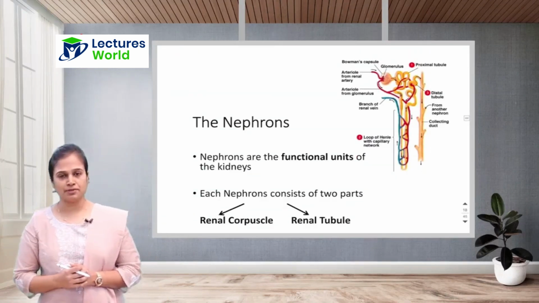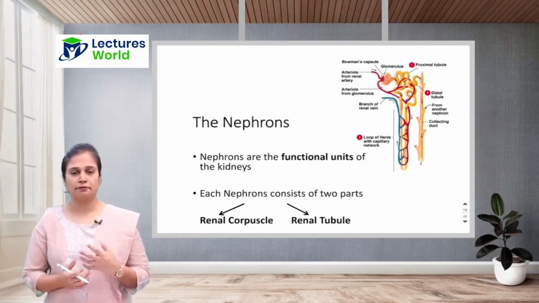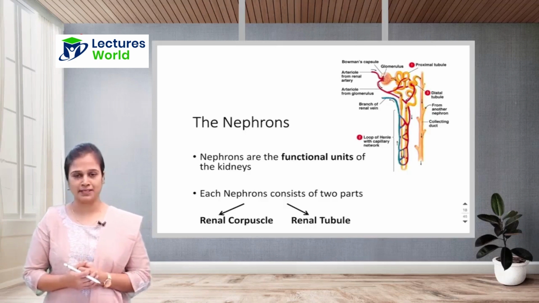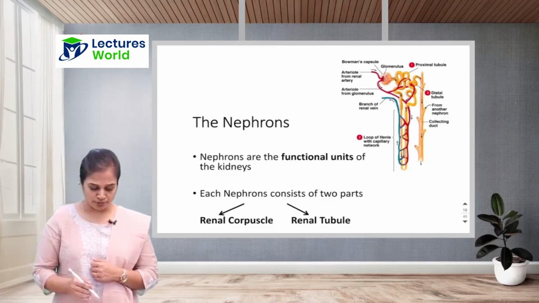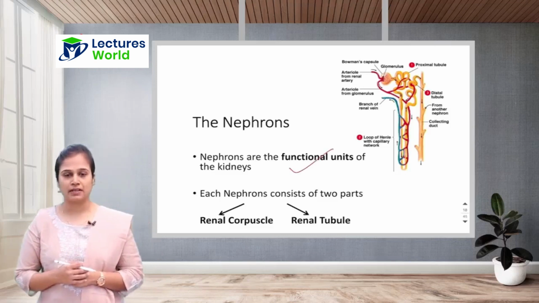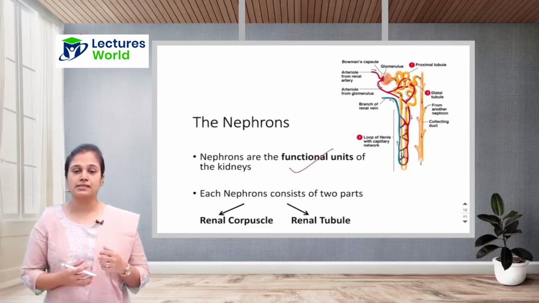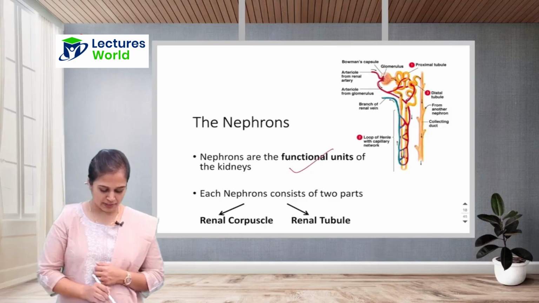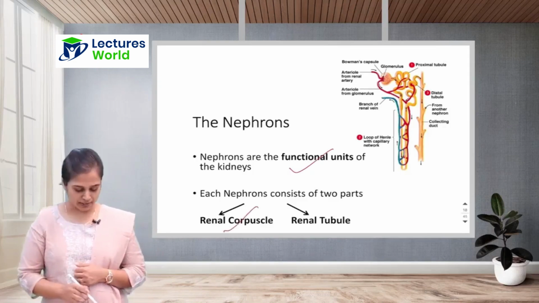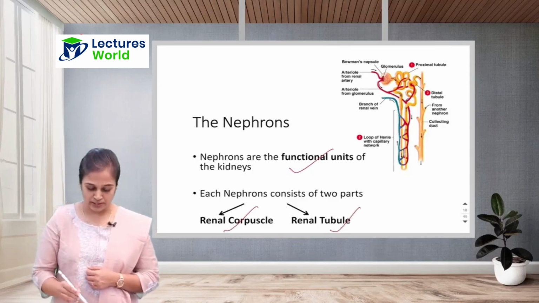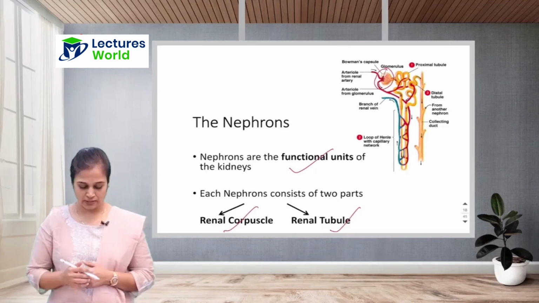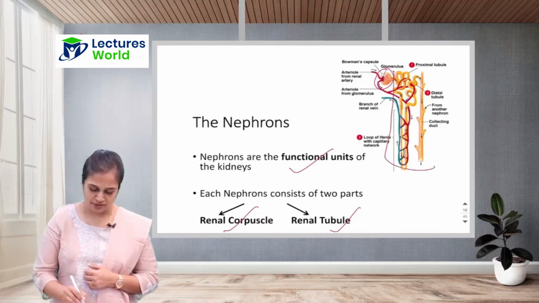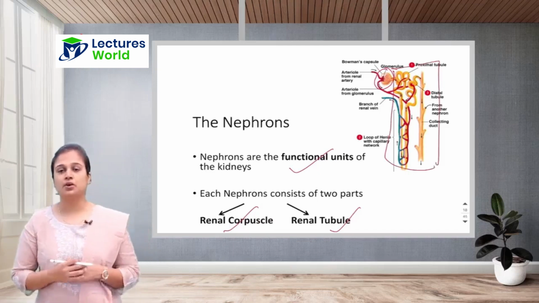Moving on to the nephrons. As we discussed, the nephrons are the functional units of the kidney, and they are about 1 million in number and very microscopic. Each nephron consists of two parts. First is the renal corpuscle, and the second is the renal tubule. As you can see in the image, this portion is called the renal corpuscle, and this tube-like structure is called the renal tubule.